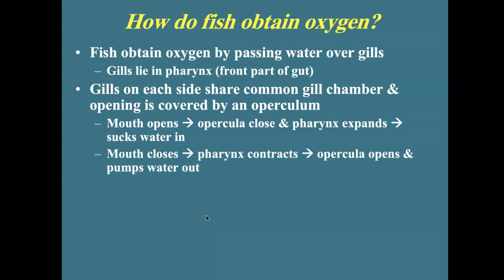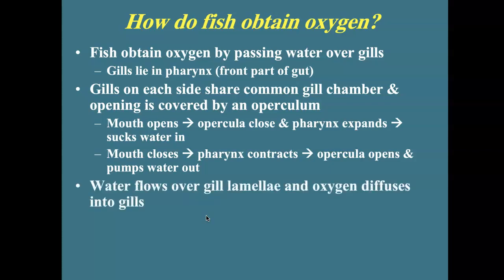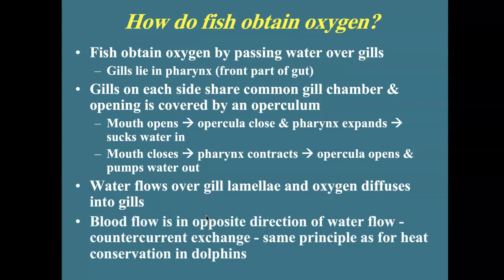Then the mouth is going to close, the opercula are going to open up, and the pharynx is going to contract, pushing that water out across the gills and then out the opercula. So it'll continually pump water in that way. So water, again, is going to flow over these folds in the gills called gill lamellae. And then oxygen will diffuse into the gills, and carbon dioxide will diffuse out into the water.